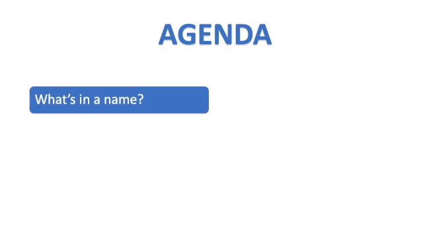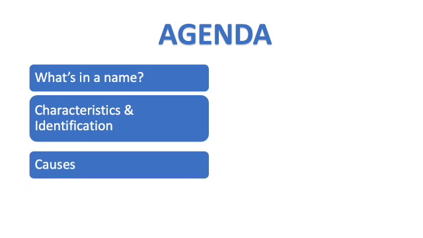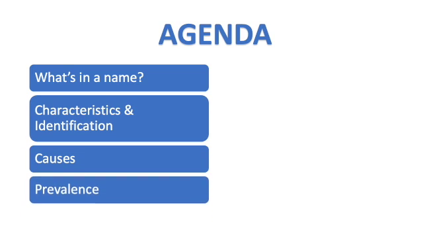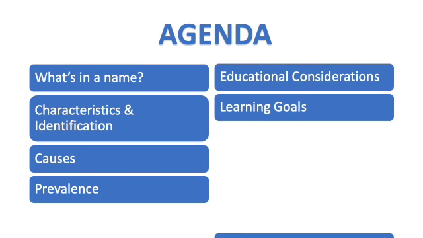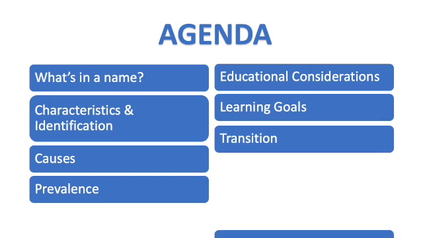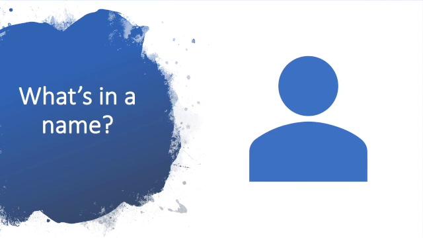In this presentation, we will cover various topics regarding intellectual disabilities, including what's in a name, characteristics and identification, causes, prevalence, educational considerations, learning goals, transition, and a summary. First, let's look at what's in a name.